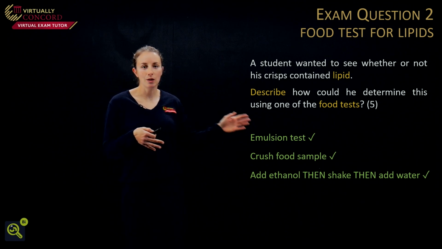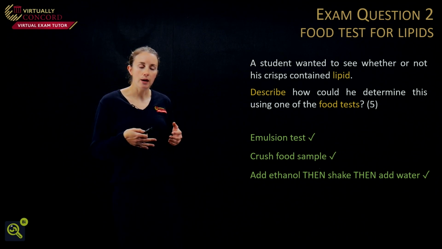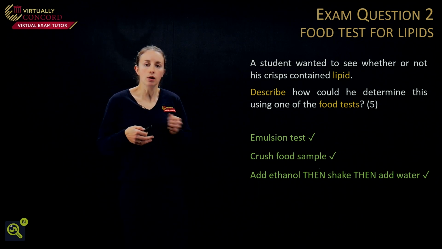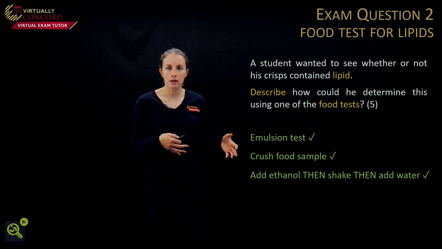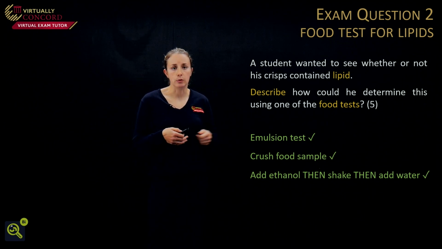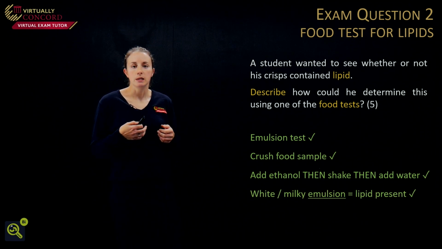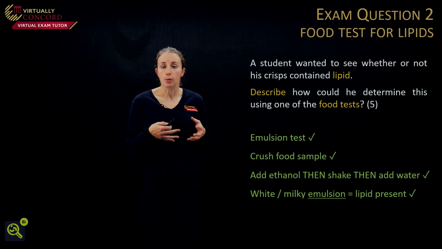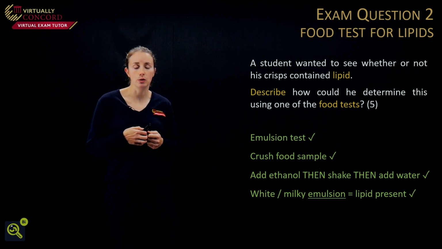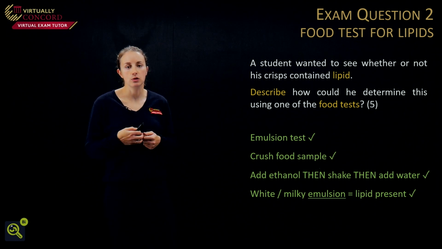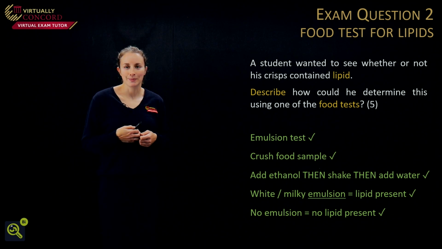Then you need to state the particular processes within the emulsion test, and for this one the order is really crucial. You can see on the mark scheme it's stipulating that you include that correct order. So you would add your ethanol and then you would shake really well in order to dissolve any lipid in your sample in that ethanol, and then you would add your water. So that order is really important. You need to state your positive result, and in this case if lipid is present in the crisps you would expect a white or milky emulsion. But it is also really important whenever you're talking about any of the biochemical tests that you include your negative result as well. In this case, you would expect no emulsion if there was no lipid present.